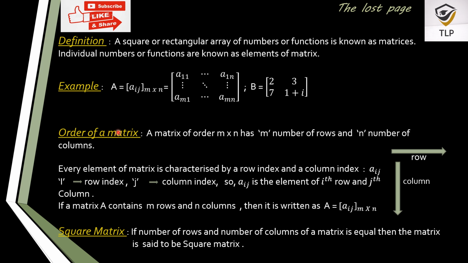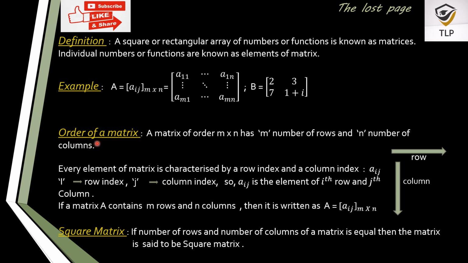Let me start with the definition. A square or rectangular array of numbers or functions is known as a matrix. Individual numbers or functions are known as elements of the matrix. For example, A equal to Aij of order m cross n, equal to A11 ... A1n, ... Am1 ... Amn. For another example, B equal to 2, 3, 7, 1 plus i. This is a complex matrix.